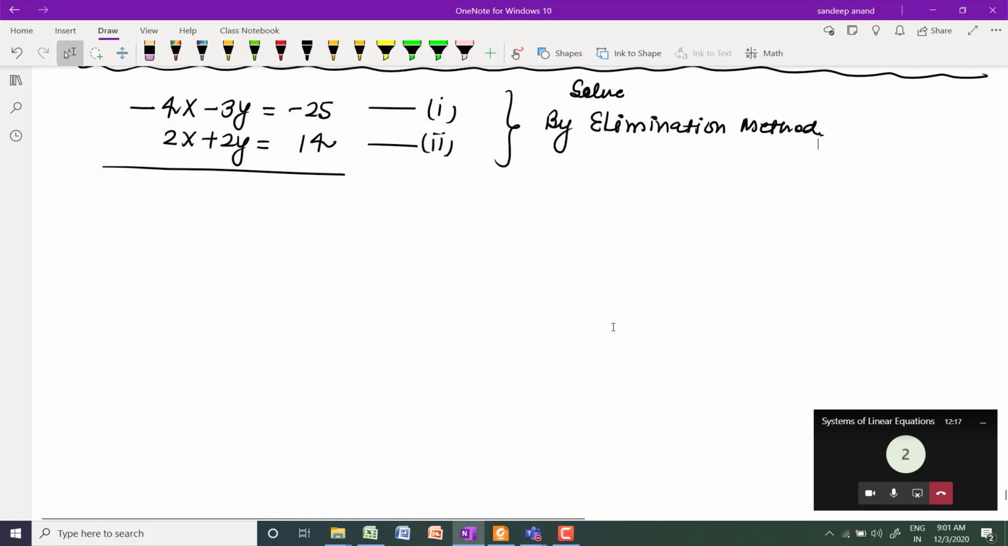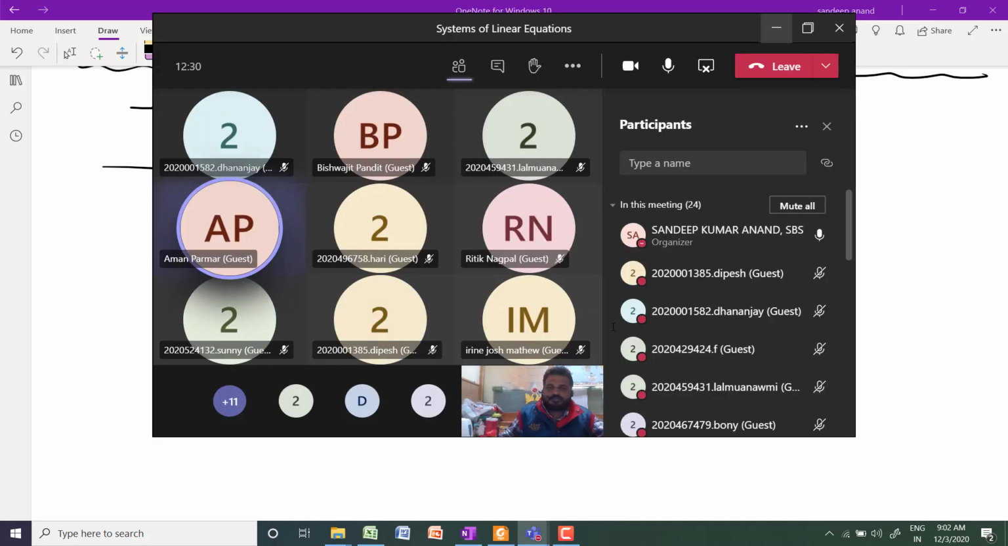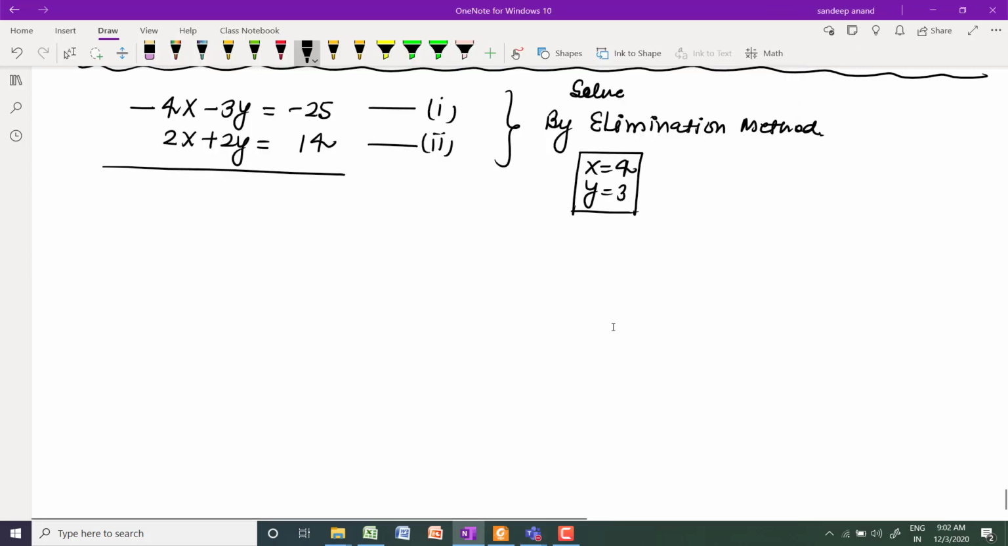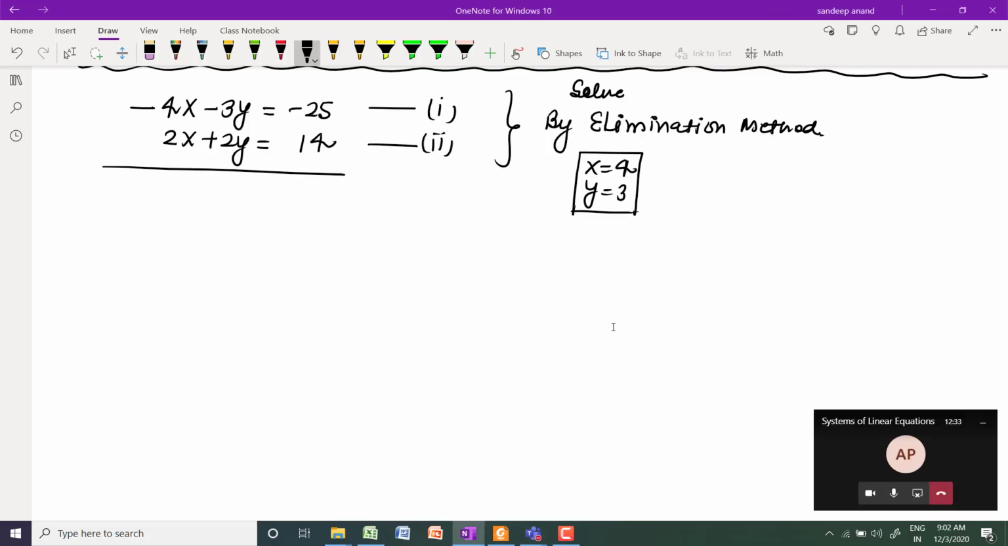Sir, x equal to 4 and y equal to 3. So you are getting x equal to 4 and y equal to 3. Okay. Y is equal to 3, x is equal to 4. Okay, very good. So now I'm going to solve this problem.